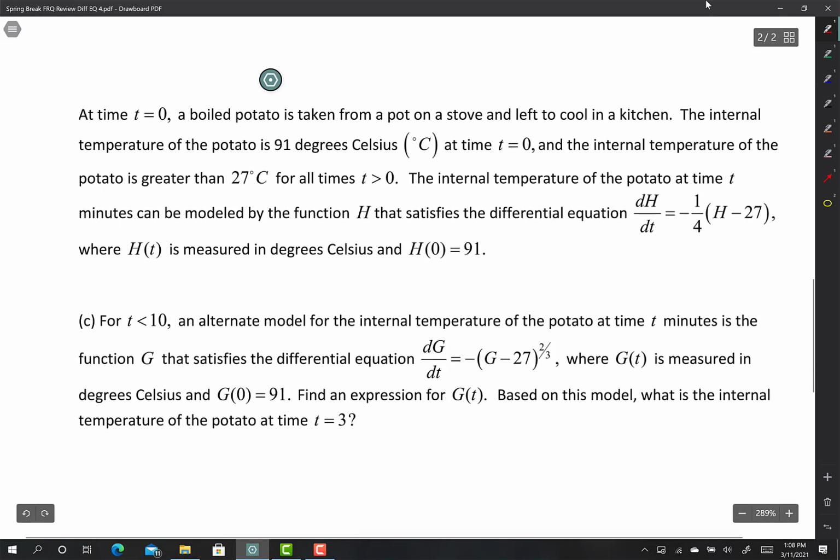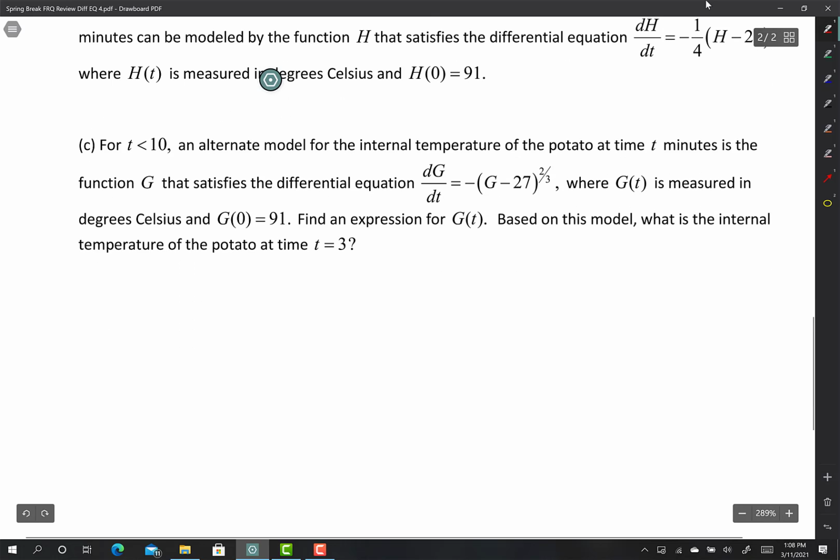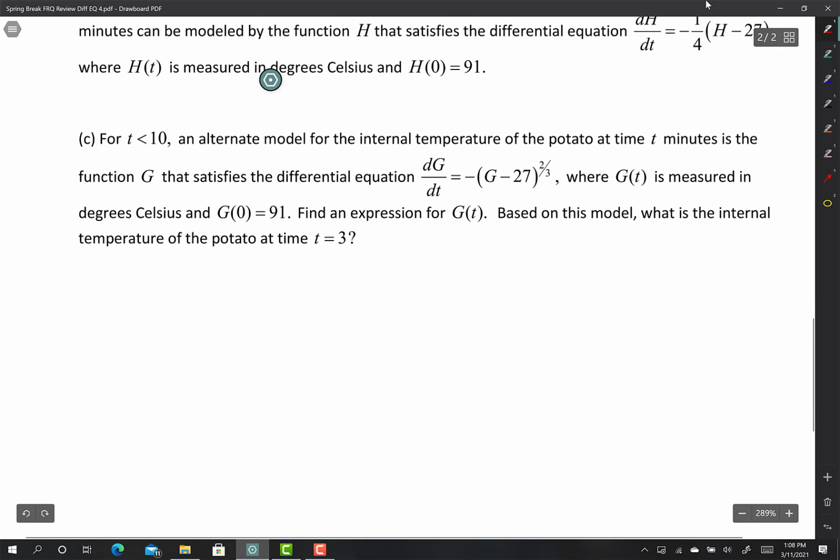This is just the same story again, guys, because I took up another page. And it says, for t less than 10, an alternate model for the internal temperature of the potato at time t minutes is a function g that satisfies the differential equation. So they give me this differential equation, where g of t is measured in degrees Celsius. And again, they give me my initial temperature. Find an expression for g of t based on this model. What is the internal temperature of the potato at t equals 3? Is that the last question?